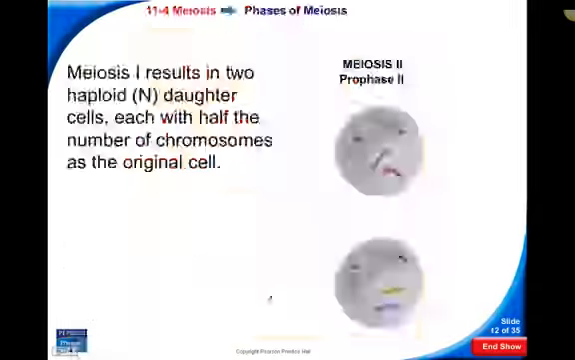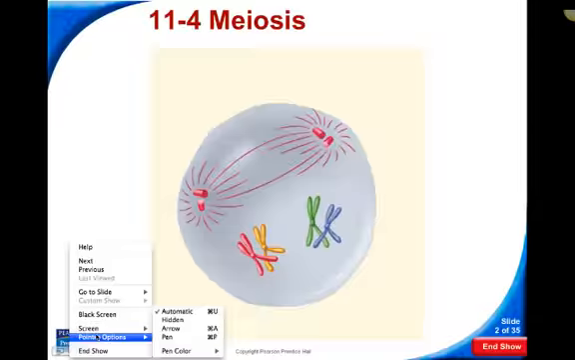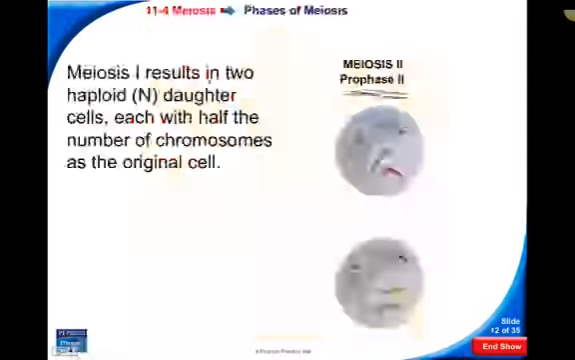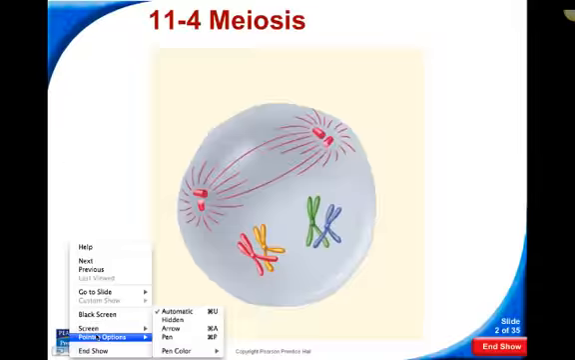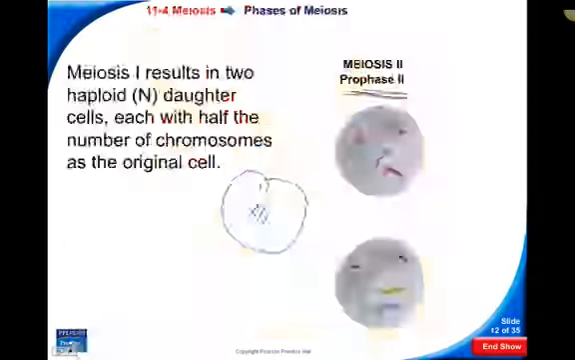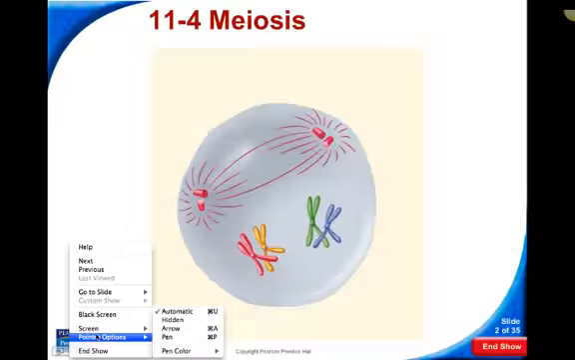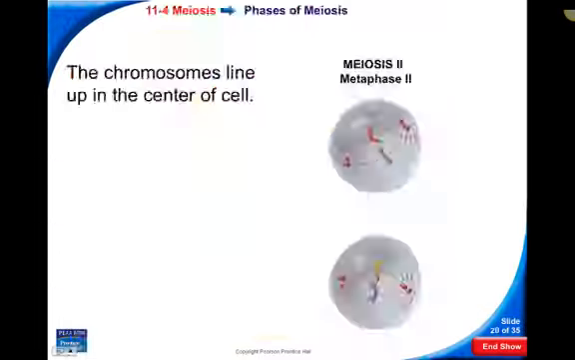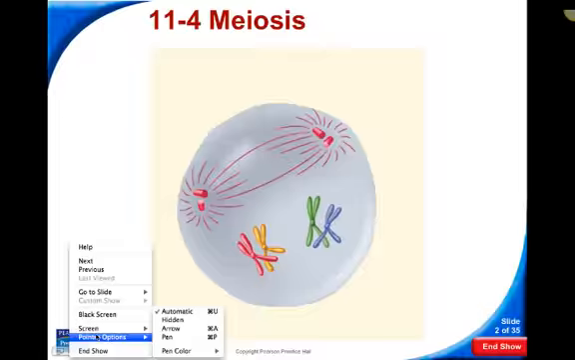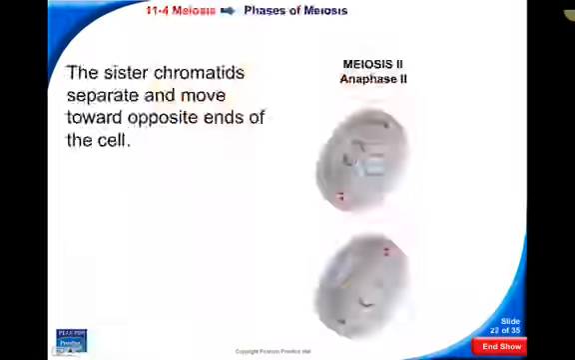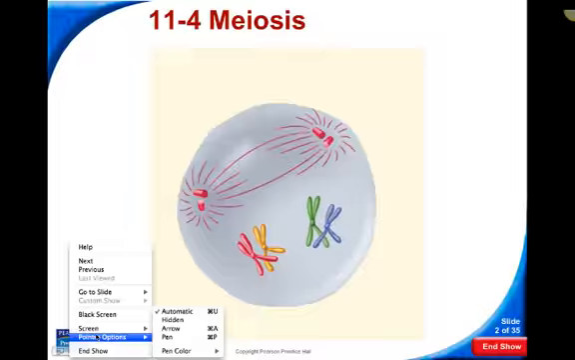Okay, so here we go, prophase 2 of meiosis 2. Meiosis 1 resulted in 2 haploid daughter cells, each with half the number of chromosomes as the original. So our original member had 4. Now I have half. Okay, so again, during metaphase, they line up, spindle fibers attach. The sister chromatids are now separated, and they're pulled towards the opposite ends of the cell. Now we're in anaphase.